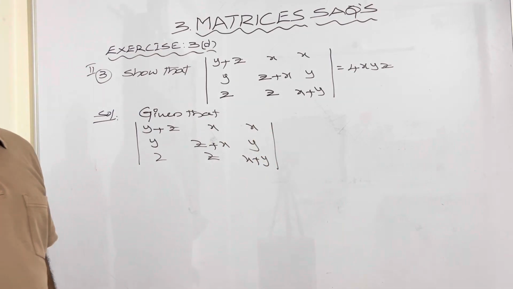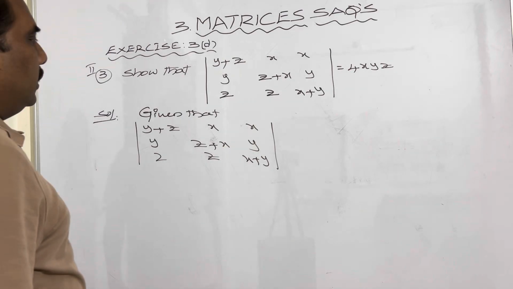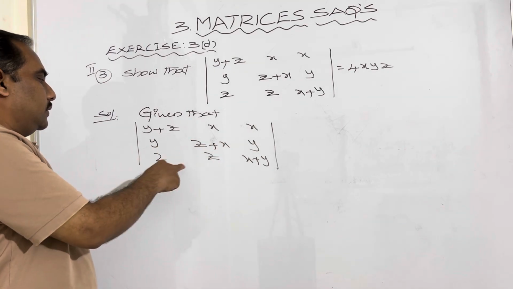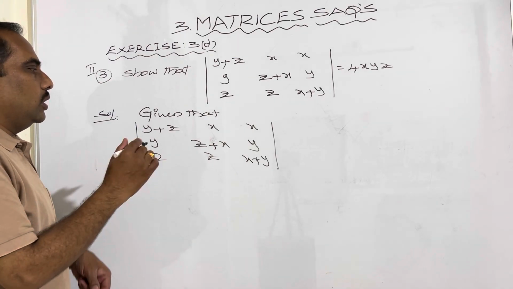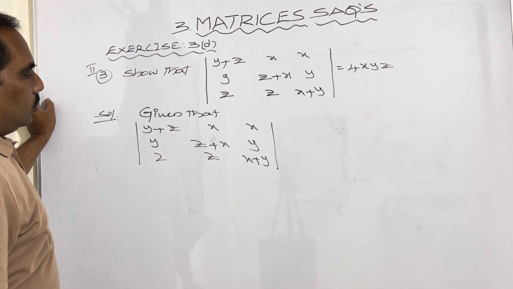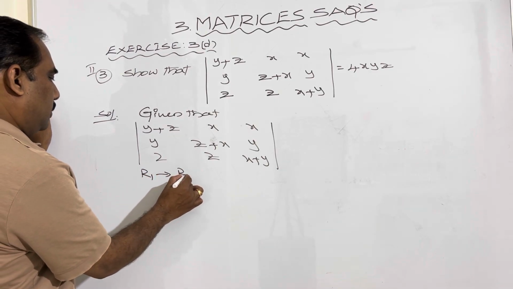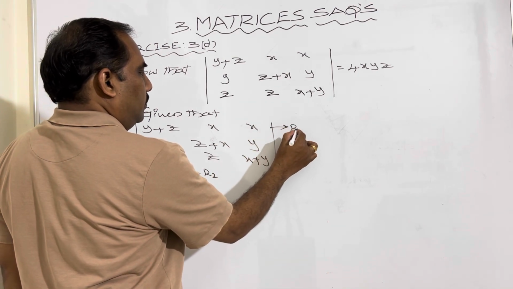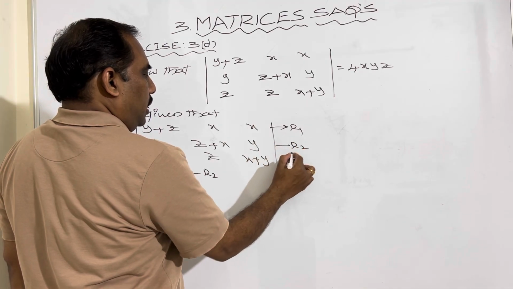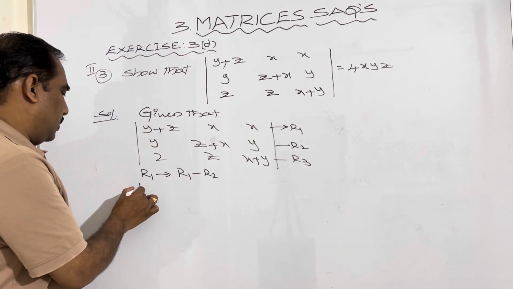See here, the given determinant is y plus z, x, x; y, z plus x, y; z, z, x plus y. See how to prove this. What I am doing here is applying the row operations. First I am doing R1 goes to R1 minus R2. Here, this is R1, this is R2 and this is R3.